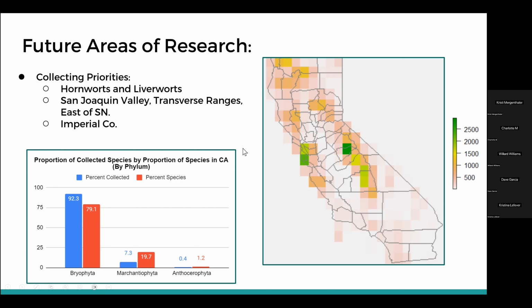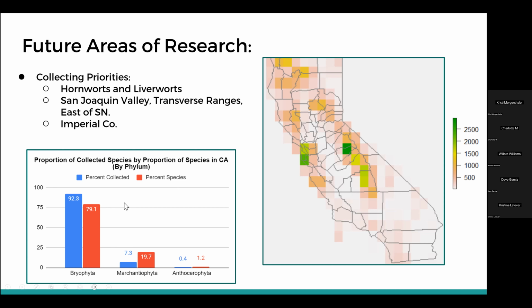In terms of prioritizing certain groups of bryophytes, if we look at this bar chart, we look at the proportion of collected species by the proportion of species in California by phylum. If we look at bryophytes first, Bryophyta is mosses, Marchantiophyta is liverworts, Anthocerophyta is hornworts. For the mosses, the percent collected versus the percent of species is well represented. When we move to the liverworts and the hornworts at the bottom, we see that the percent collected doesn't really match the number of species.